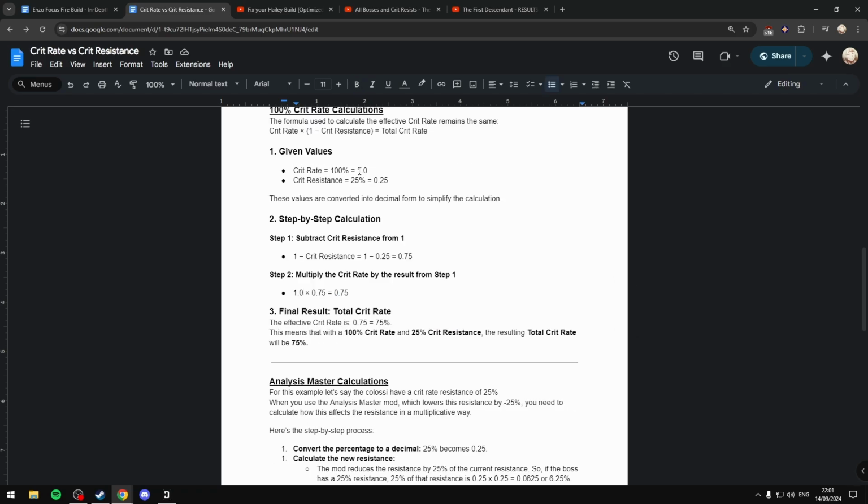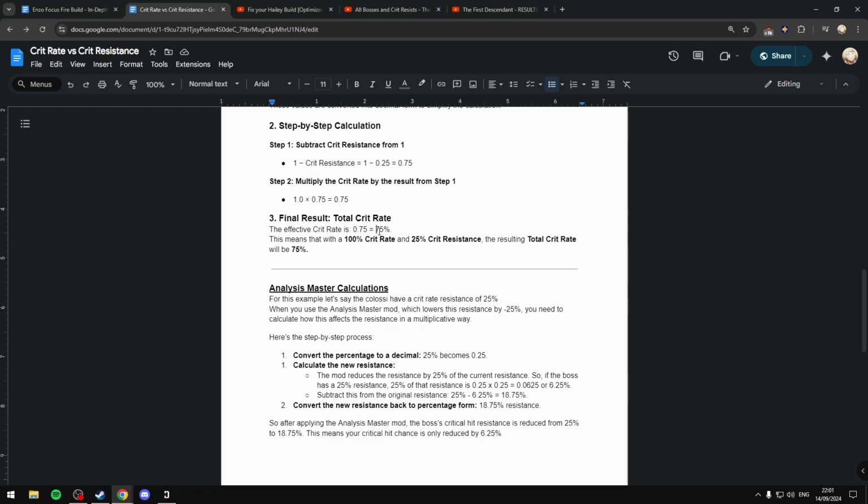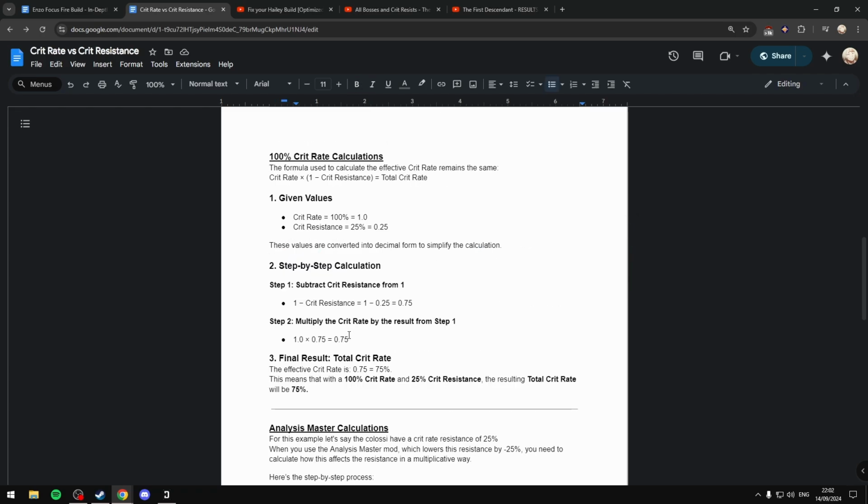So if we multiply the crit rate of 100% by 0.75, the crit resistance, so we do 1 times 0.75, this will give us 0.75, which means the effective crit rate is 75%. This means with 100% crit rate and 25% crit resistance, the resulting total crit rate will be 75%. This means that having 100% crit rate is still preferable, even if you don't crit 100% of the time.